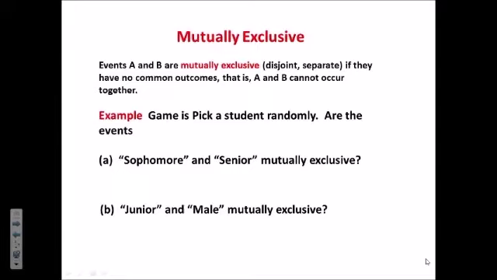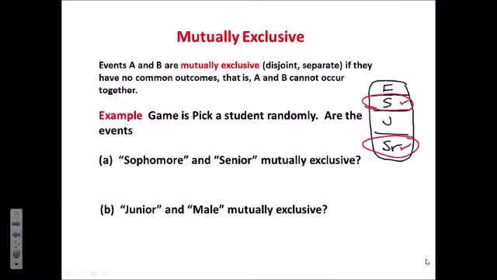Here's an example. The game is pick a student randomly. Are these events mutually exclusive? Sophomore and senior. If we had all the students at a school, we could divide those into freshmen, sophomores, juniors, and seniors. Could a person be a sophomore and a senior at the same time? No. These are mutually exclusive events. They would be separate from each other, disjoint. They have no students in common.